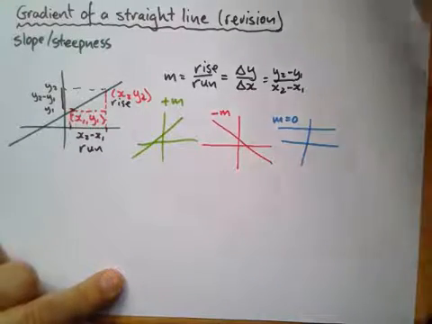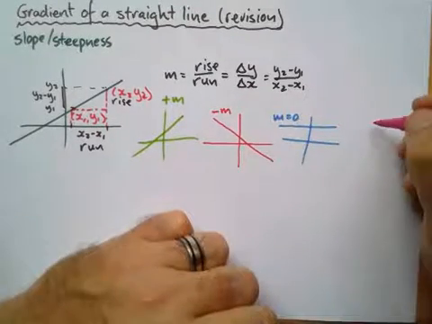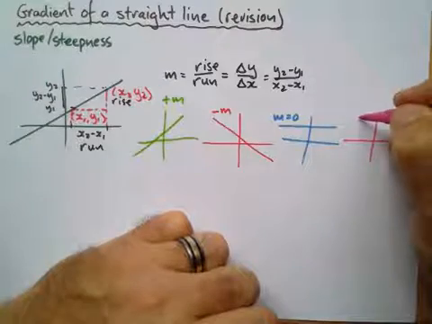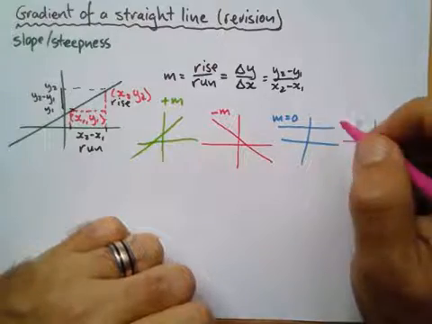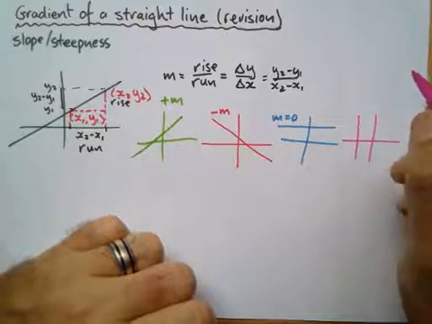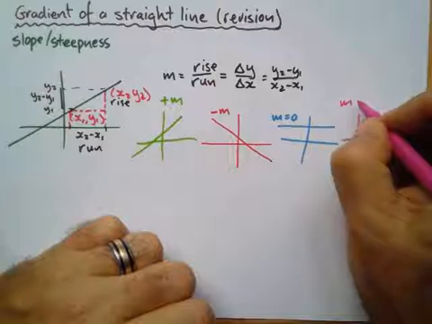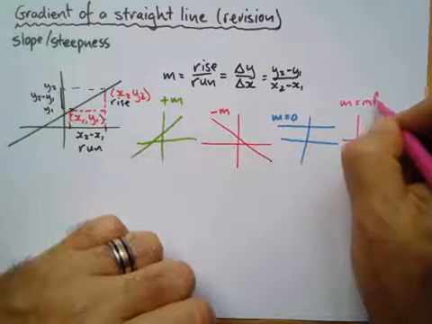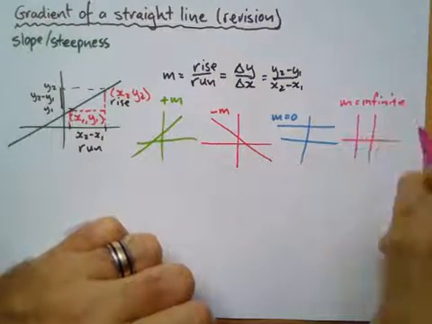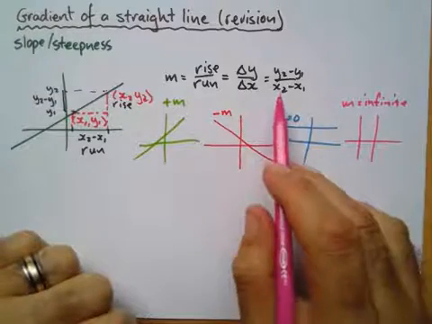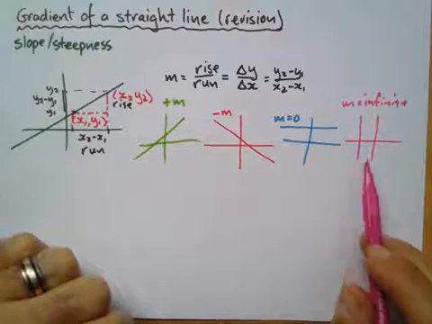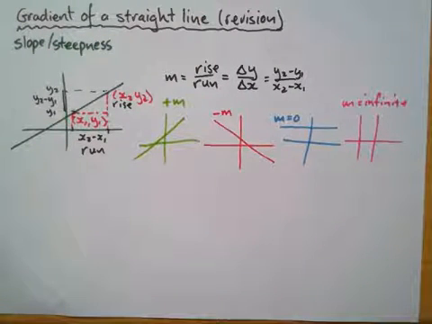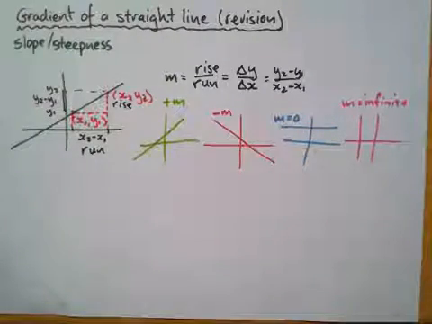And then the last one will be a vertical line. With this vertical line, we say that the gradient is infinite. So the gradient equals infinite. The reason for that is because the change in x is 0 and I'm not allowed to divide by 0. So that gradient is infinite. That is basically what you have to remember.